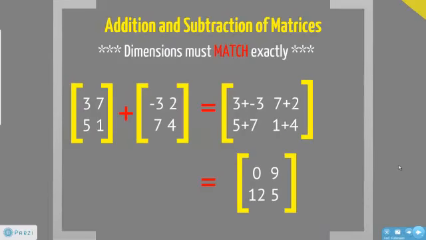Addition and subtraction of matrices. To add or subtract, each matrix has to be the same. The dimensions have to match exactly. Like this. See how it's 2 by 2? See, it's the same, 4 numbers. So you're going to do 3 plus -3. So 3 plus -3 equals 0. 7 plus 2 is 9. 5 plus 7 is 12. 1 plus 4 is 5. That's your answer. It's easy.